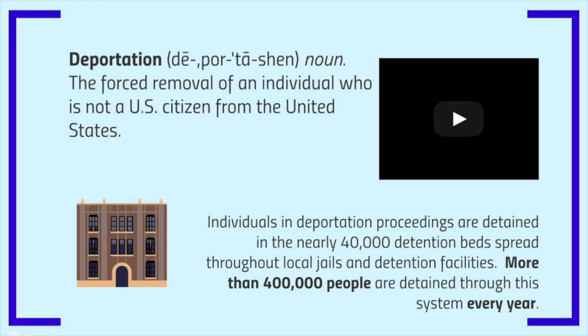Individuals in deportation proceedings or awaiting deportation are detained in the nearly 40,000 detention beds that are spread throughout local jails and detention centers, many run by private, for-profit corporations. More than 400,000 people can be detained in any given year in this immigration detention system.